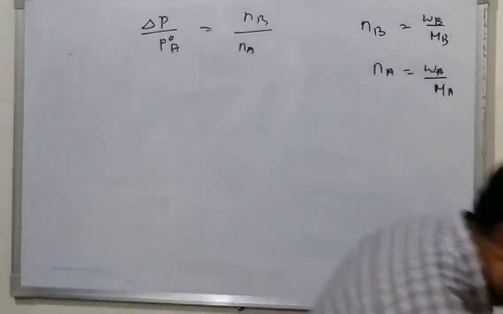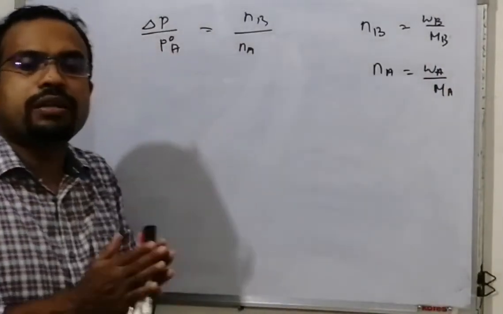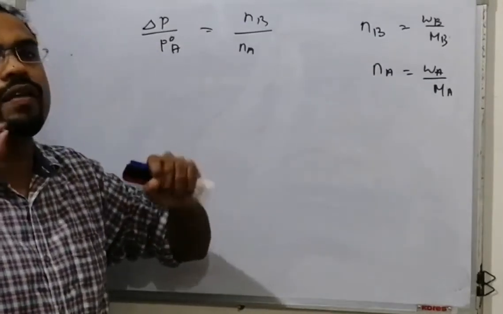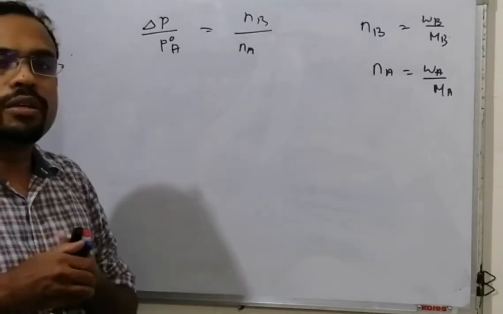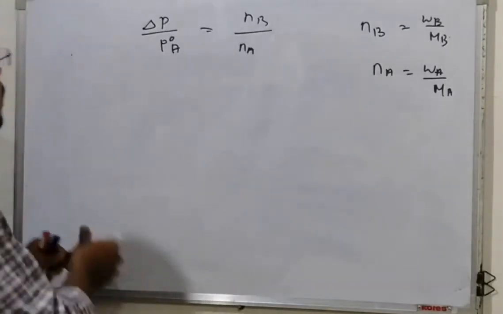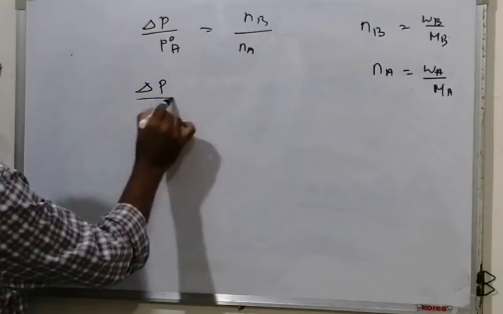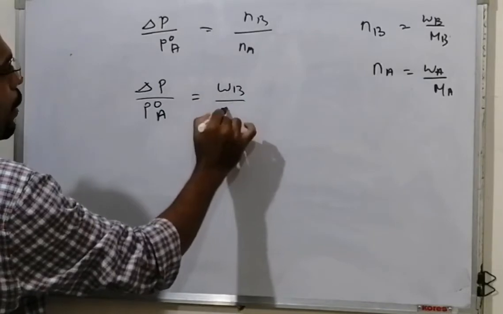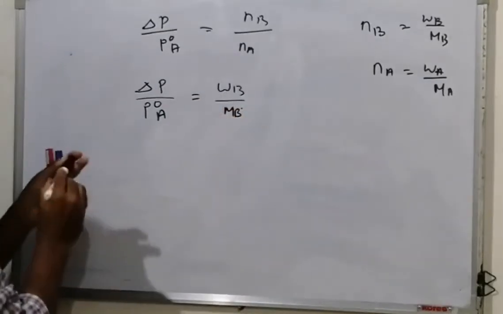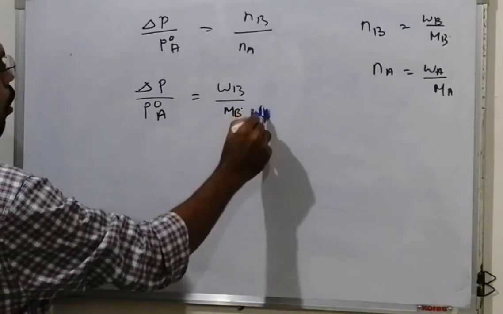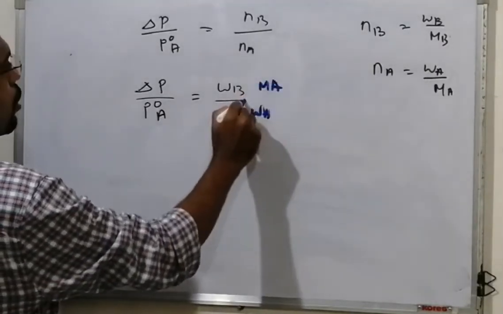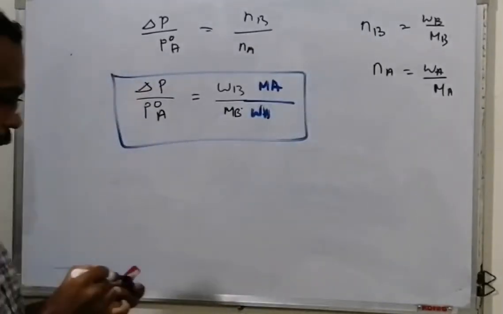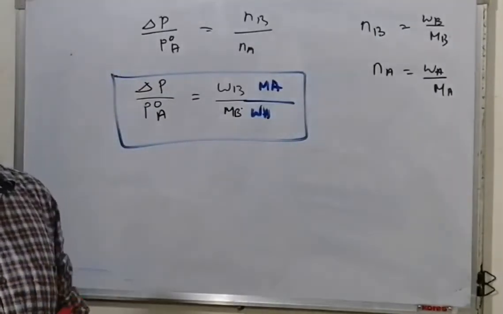Only for solving numericals. I am not recommending that you always neglect that. That depends on you. You can neglect it only if that value is very small. You will get the idea when you do the numericals. Anyway, finally you will get delta P divided by P0A is equal to WB divided by MB. What is NA? WA divided by MA. Therefore, MA will be in the numerator. Now, this is the equation you can use for solving numericals.